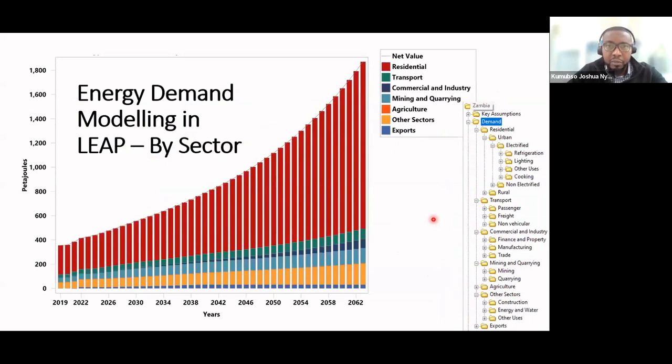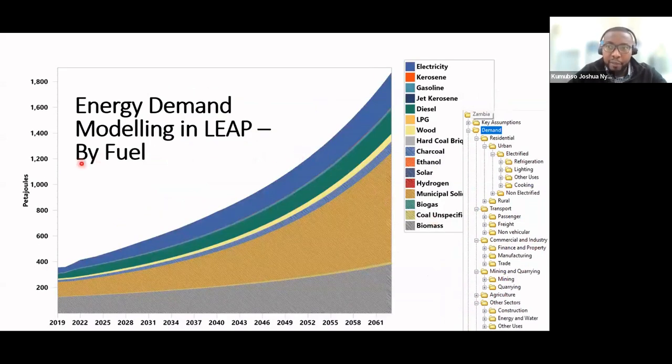Then with that said, we're also looking at the same demand, but by fuel, which pretty much helps understand exactly the mix in the Zambian context in terms of the study horizon. The study horizon of interest was pretty much starting from 2019. It was cut at 2050, but of course with an option to extend this up to 2063, which aligns with Agenda 2063 for Africa.